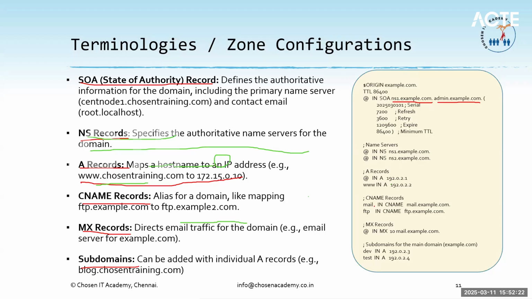And a CNAME is an alias for a domain name. Instead of one domain name, if you want to give another domain name for the same thing, we can specify that in the CNAME. And mail exchange records, we have to specify in case you have a mail server here. And subdomains, we can define under this directive.